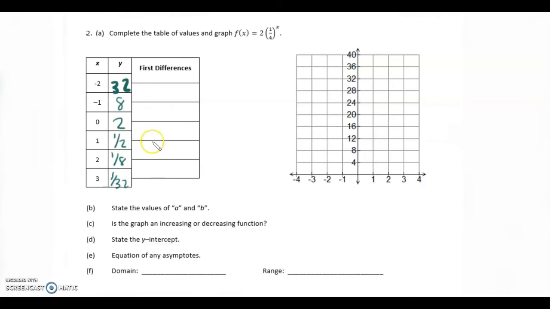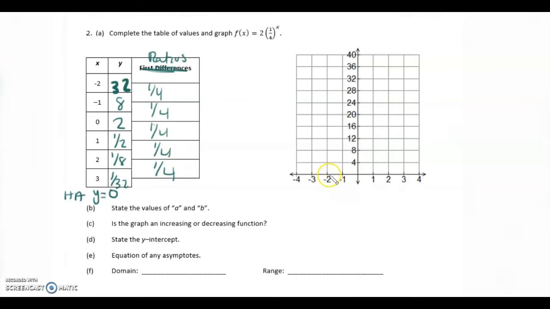When we do first differences, they're not going to be the same, but let's actually do the ratios. I think that makes more sense. So 1/32 divided by 1/8, we're going to get 0.25, so 1/4. If we go up the entire y column, we're going to get 1/4. The other thing is we can just say y equals 0 is the horizontal asymptote.